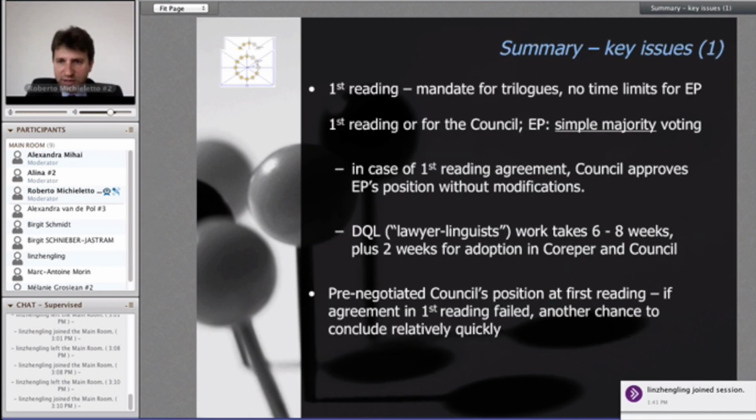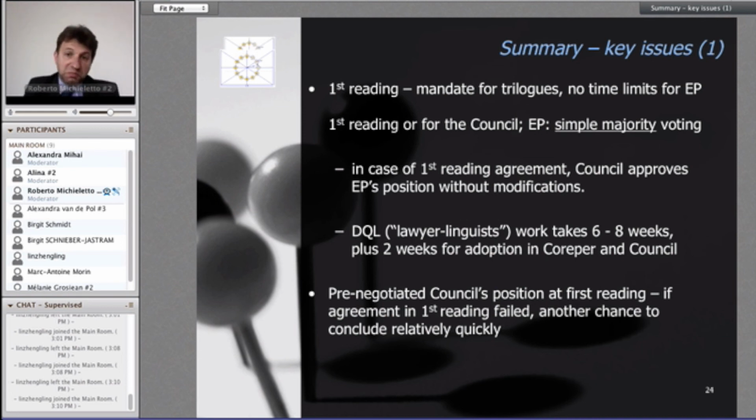Well, I can cut the role of the co-decision unit and just use the summary. So first reading: mandate, no time limits, and mandate for trilogues, both for the EP and the Council. First reading in the Council and EP is simple majority voting. If you want to have a first reading agreement, it means that the Council has to adopt the EP position of first reading. The early second reading or pre-negotiated Council position means that the European Parliament adopts the Council position of first reading. If they don't adopt, we have the second reading.